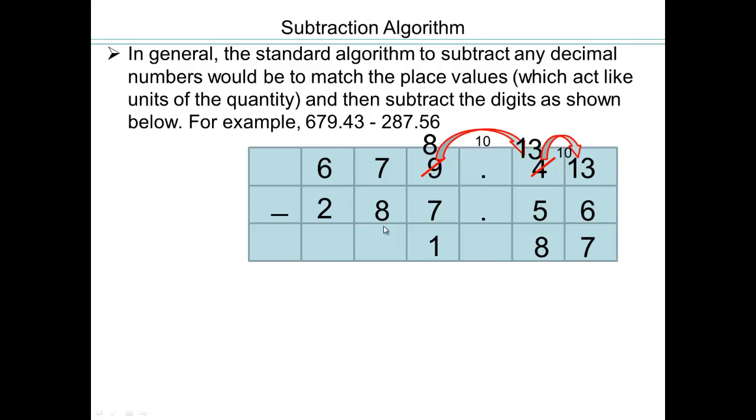7 minus 8, I cannot do. We have 7 tenths minus 8 tenths, so I have to borrow 1 from here. So that will make it 17 tenths minus 8, which will give me 9. And 5 hundredths minus 2 will give me 3. And the decimal point will stay in the correct spot. So 391.87 will be my final answer. Pay very careful attention to the unbundling part.